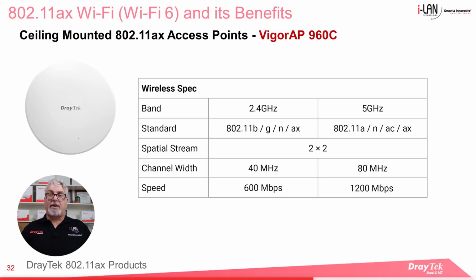Looking at the specifications, we can see that the 2.4 GHz band has a channel bandwidth of 40 MHz with speeds up to 600 megabits per second and is backwards compatible with older Wi-Fi standards, and the 5 GHz band can support a channel bandwidth up to 80 MHz with speeds up to 1200 megabits per second and is also backwards compatible with those older wireless standards.